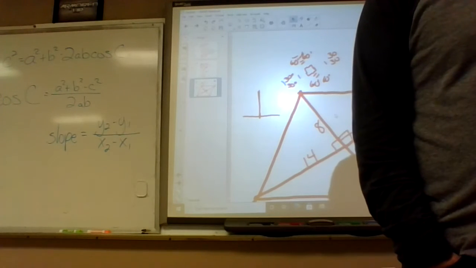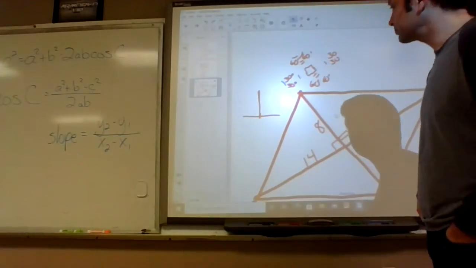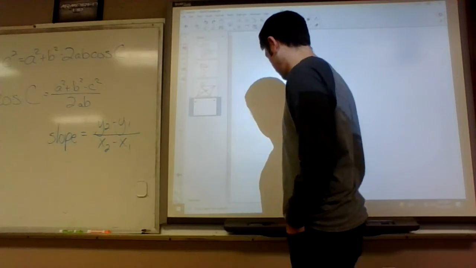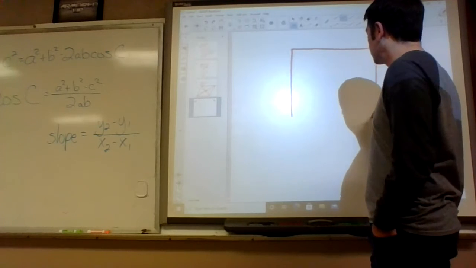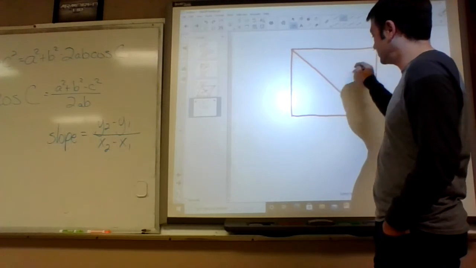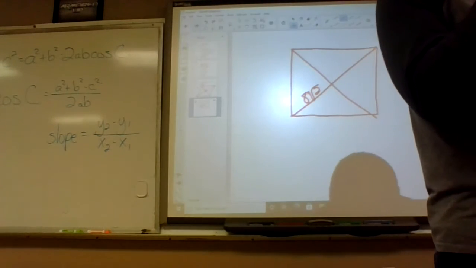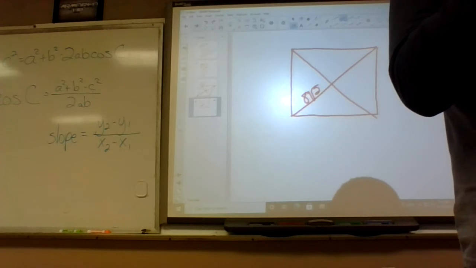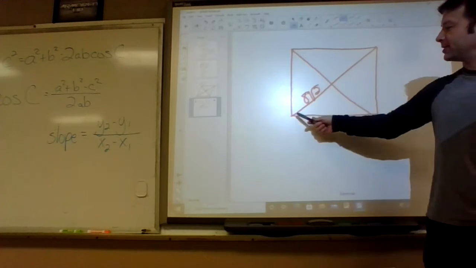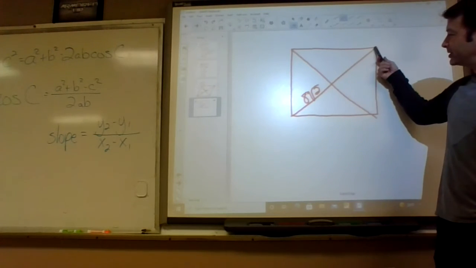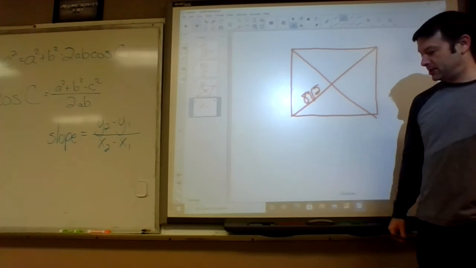Okay, MN is 8 square root of 2. Do I have to draw this? Probably should use a smart board. How long would MK be? Well, it'd be twice that length, right? MN is from here to here. MK is all the way. So what's 2 times 8 square root of 2? 16 square root 2.